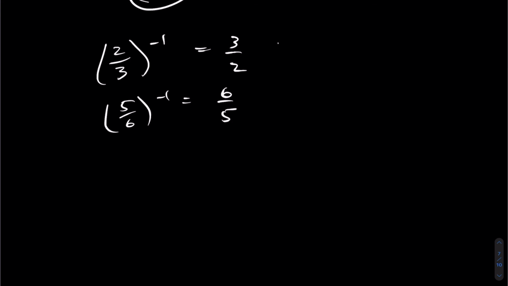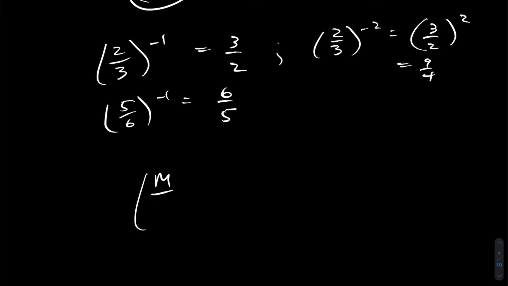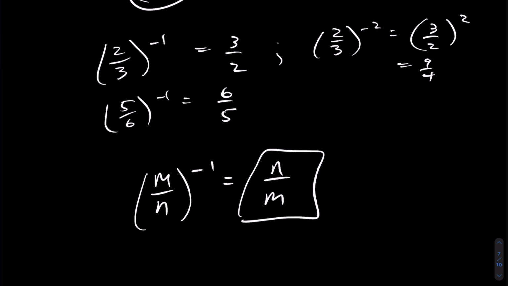And like we saw, if you're given 2 over 3 to the -2, you flip it and change that sign to positive, in which case that becomes 9 over 4. In general, if you have an m over n and raise that to the -1, that is going to equal n over m. It just flips and you lose that sign.